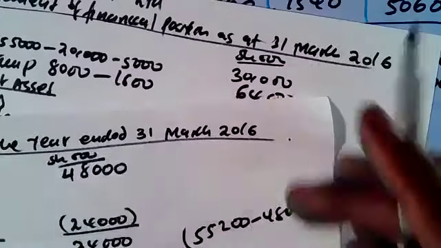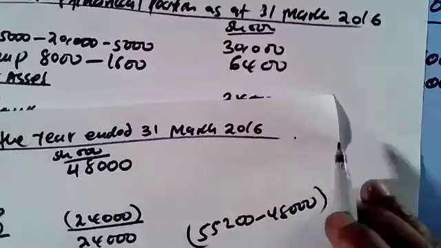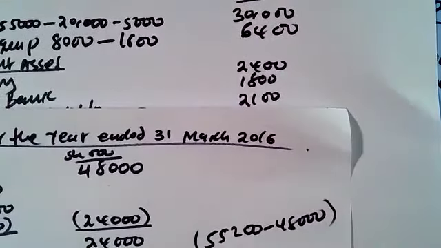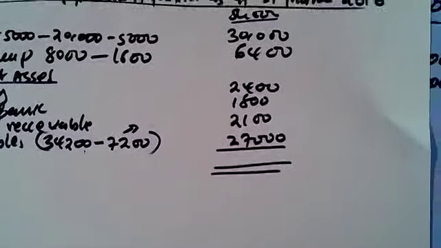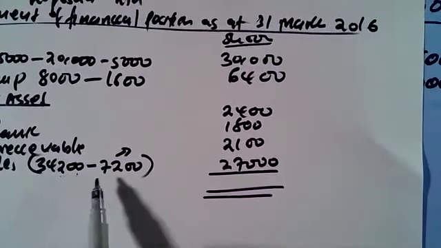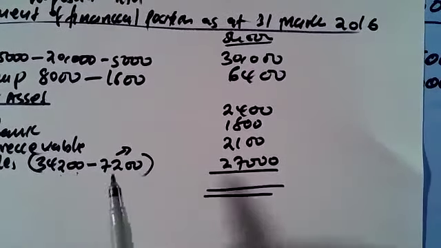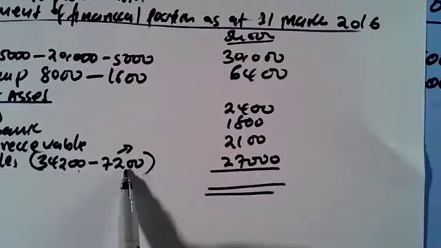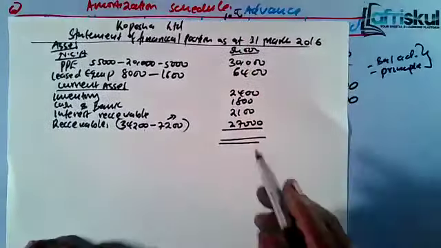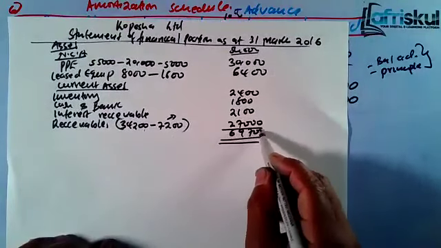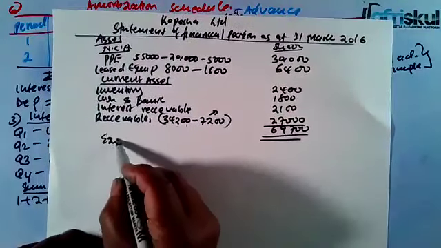So it was overcharged by how much? It's 55,200 minus 48, and you'll get 7,200. We had overcharged our debtors by 7,200 because the interest was included. So in that case, that's why I'm taking 34,200 and deducting the overcharged receivables. So I'd get 27,000. So that one will get 69,700. Then we go to equity and liabilities.